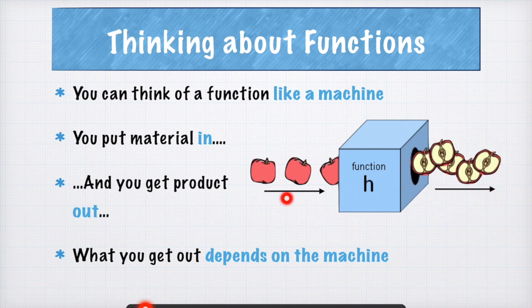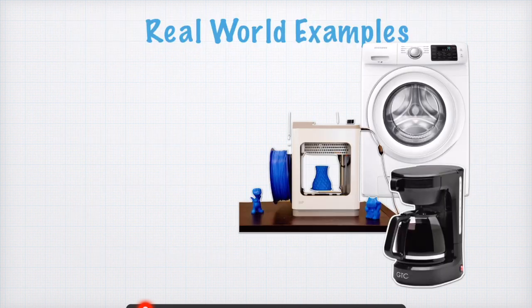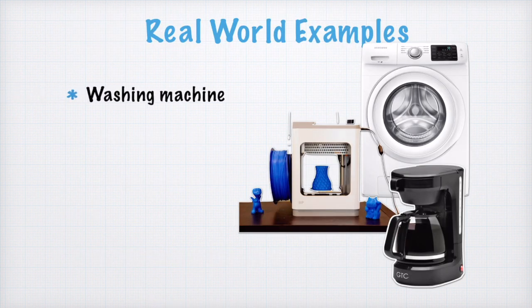It requires that you put in apples of some form to get out these apple slices, and it will only do this. You can't put in oranges and expect to get out apple slices. You also cannot put in apples and expect to get out grapes. The apples get sliced by this machine and it spits out apple slices, and that's what this one specific machine called h does. Some real-world examples are going to be a washing machine.